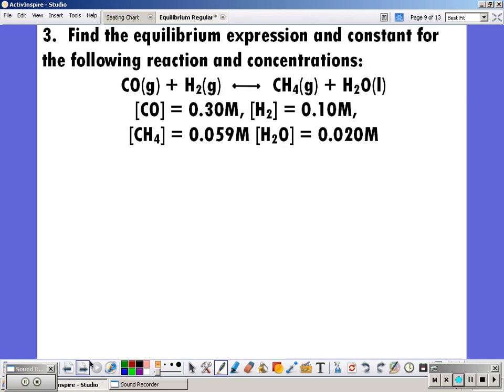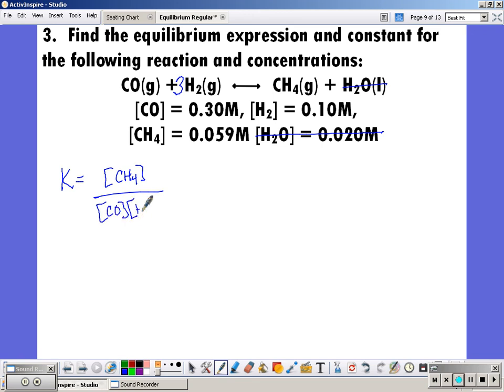Here we have a... let's balance first. We have 1 oxygen, 4, 5, 6 hydrogens, so we would need to multiply by 3. It's a heterogeneous equilibrium, so I don't need the liquid. So this information about water is extra. So my equilibrium constant would equal my product divided by my reactants multiplied together.